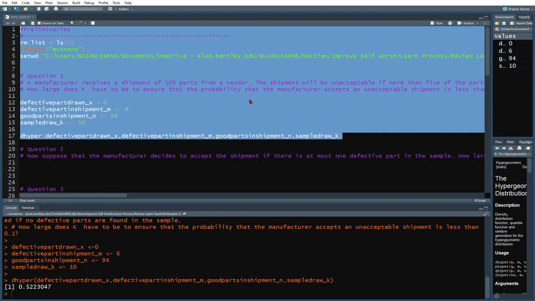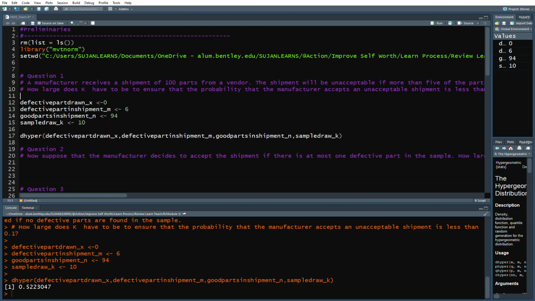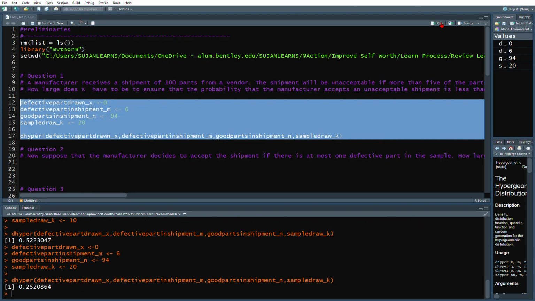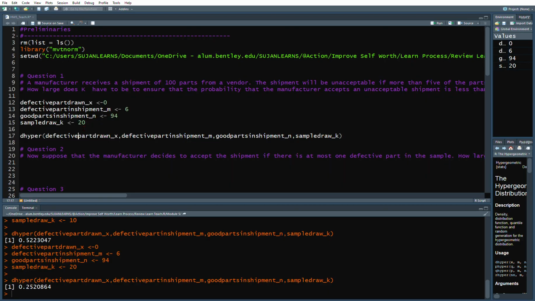We got 52%. This is still high. Let's see what happens if we increase the number of our samples. Let's do 20. What happens then? It has decreased. As soon as we increase the number of samples we take, the percentage that we accept the unacceptable shipment has decreased. What if we increase to 30 samples?